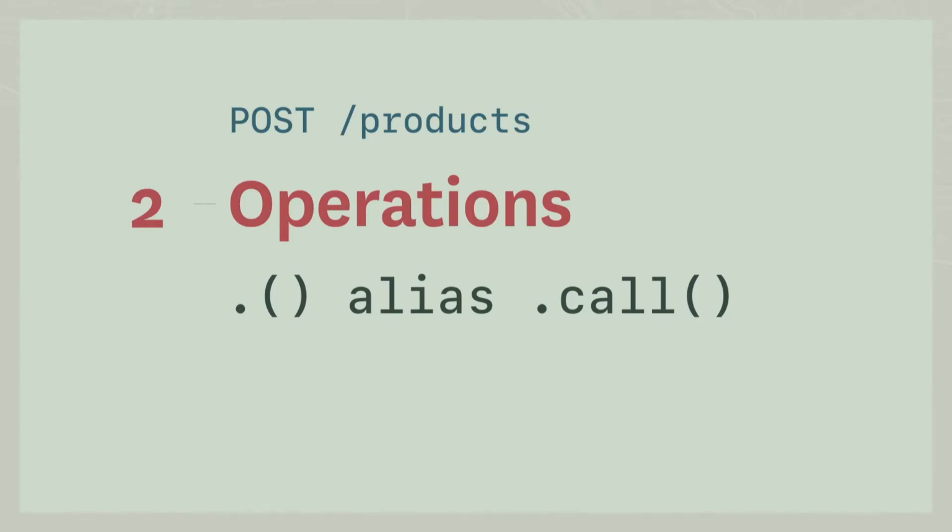So let's go a little bit deeper into what that operation actually looks like. The key here is that our operations have a consistent interface. Their only public method is call. One operation performs one action.